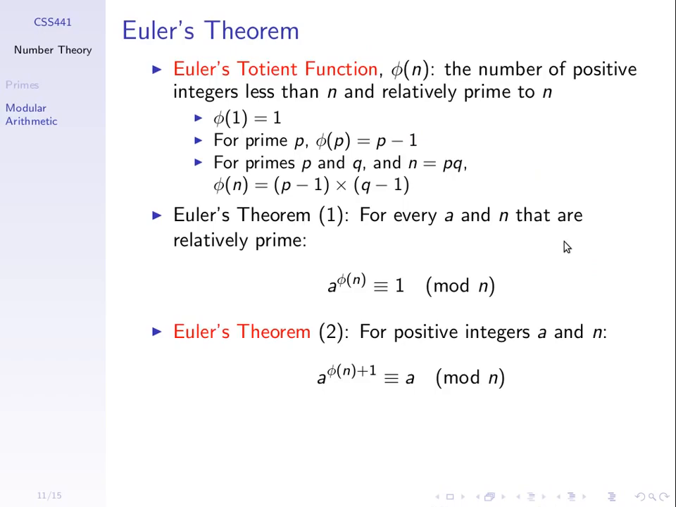Those properties are listed here. The totient of 1 is 1. Right, that's a definition. For prime p, the totient of p is p minus 1. We saw that. And this property we just saw, the totient of n, when n is made up of multiplying 2 primes, p and q, is p minus 1 times q minus 1. We'll take advantage of that as well.